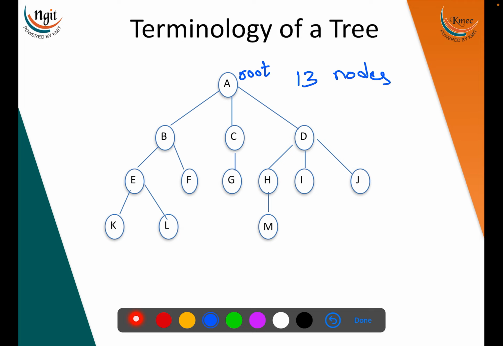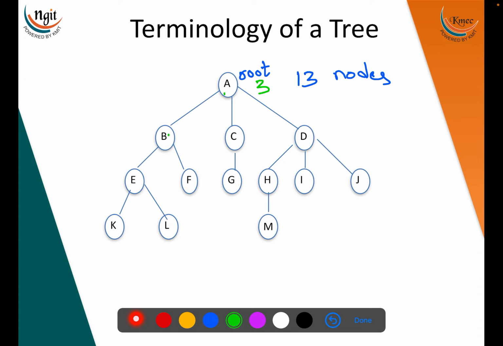And we normally draw trees with their roots at the top. The number of subtrees of a node is called its degree. So what is A's degree? A's degree is 3: A to B, A to C, A to D. Now, what do you mean by degree? The number of subtrees of that node is called its degree.